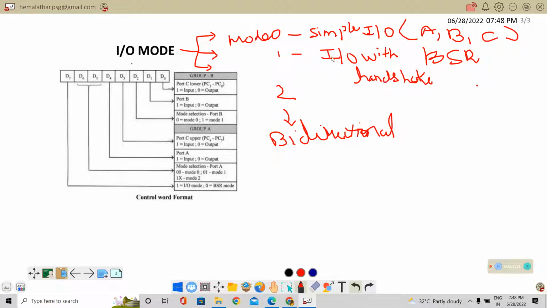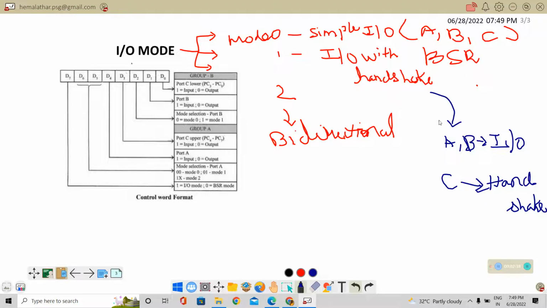In mode 1, it is input and output with handshaking. In this mode, your port A and port B can act as input and output, and your port C is utilized for handshake signals. In the previous mode 0, all three ports could act as input and output, but in mode 1, either port A or port B acts as input and output, and port C acts as the handshaking signal. Similarly for mode 2, it is bidirectional data transfer. Port A and port B can act as input and output simultaneously, and port C can act as a handshaking signal. So this is about your I/O modes.